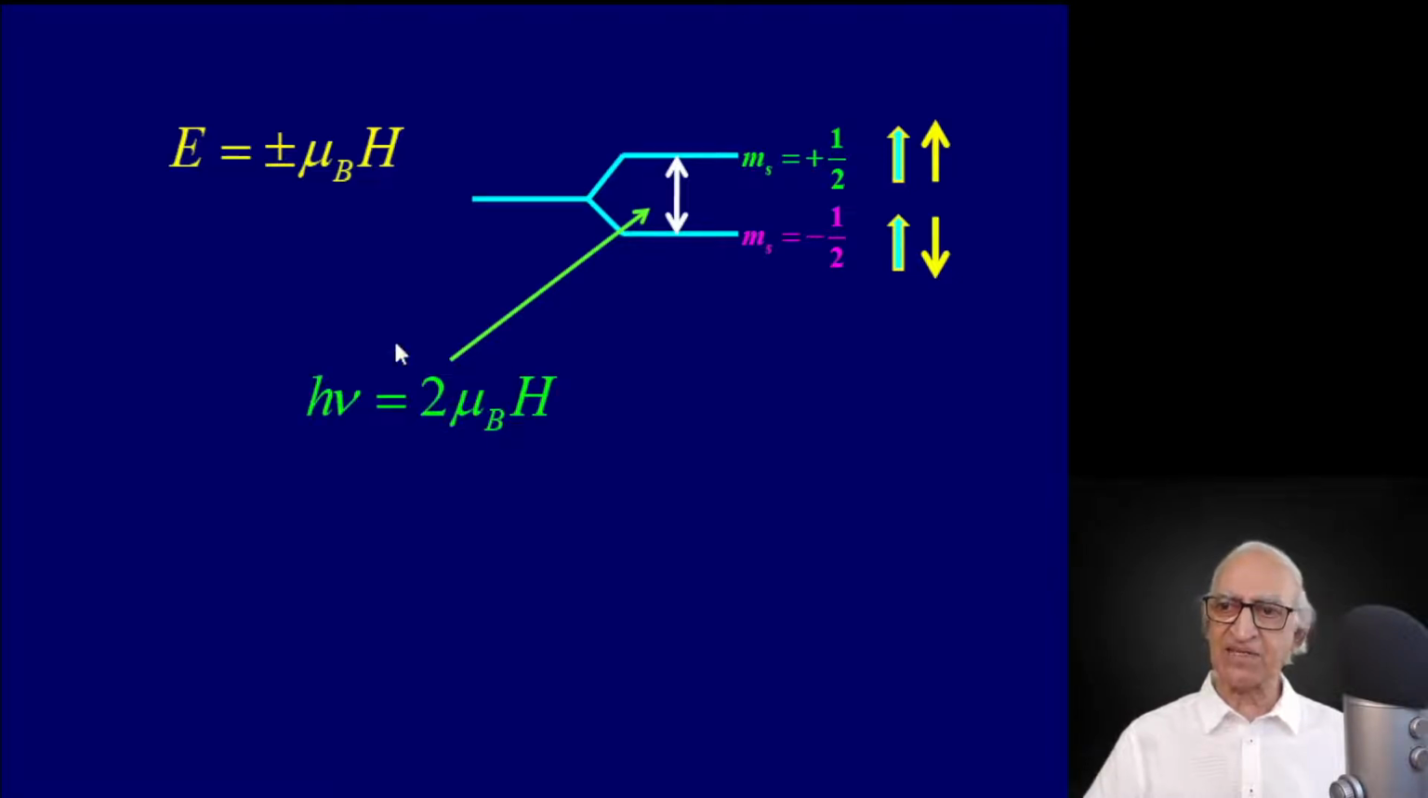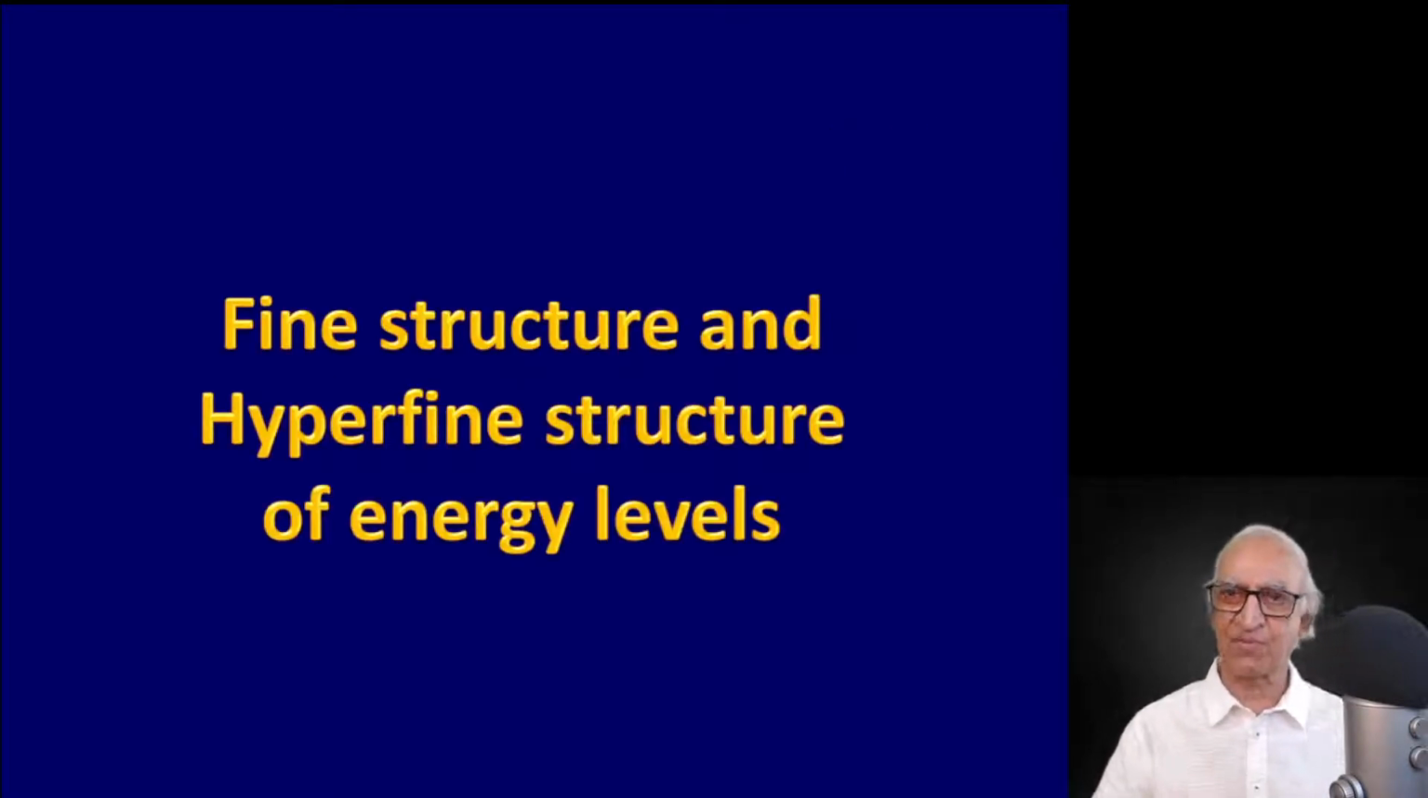That energy level difference is given by 2 times mu_B times H, and that just comes from this formula: plus mu_B H minus minus mu_B H, and you will get 2 mu_B H. So that's the simplest two-level system that you're familiar with already. But you're familiar with one more two-level system which I introduced, which is the hyperfine structure of energy levels.